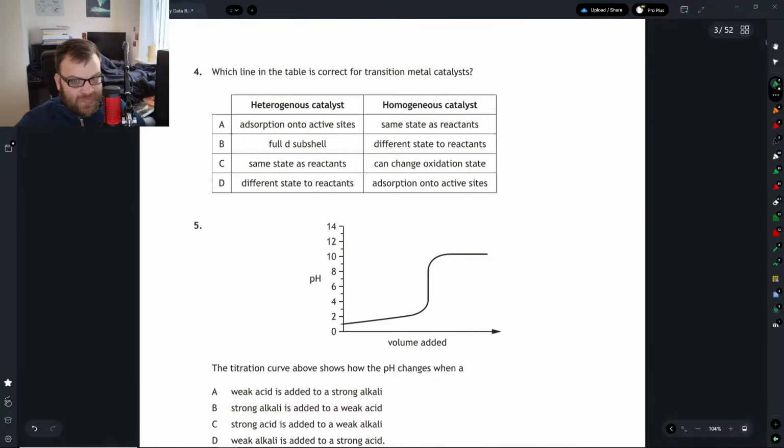Moving on, we're talking about heterogeneous and homogeneous catalysts. Hetero means that they're going to be in a different state. Homogeneous means they're going to be in the same state. This means we can rule out, well, B cannot be correct because that doesn't match up correctly. C can't be right because that doesn't match up correctly.